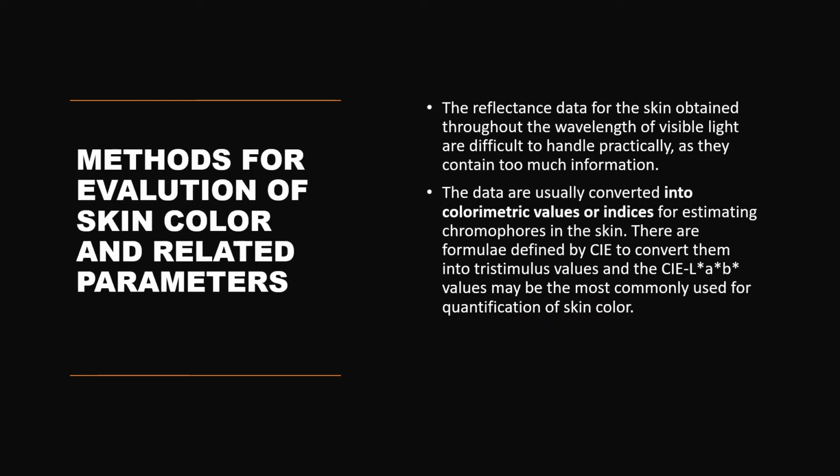Now the reflectance data for the skin obtained throughout the wavelength of the visible light is difficult to interpret actually. So it is being converted into colorimetric values or indices for estimating chromophores in the skin. So again, we are interpreting by calculating the indices, also known as the colorimetric values. They are further defined by the CIE formula, and this is the formula which is actually used for the calculation of the colorimetric values or indices, and their value defines and quantifies the skin color tone.